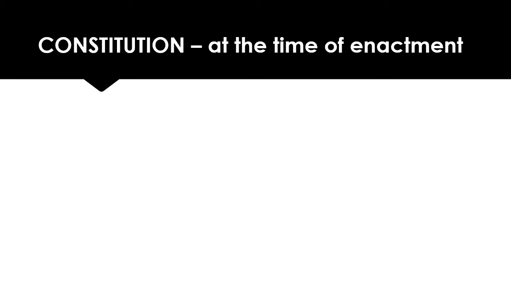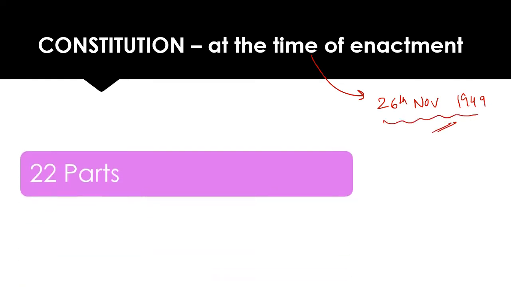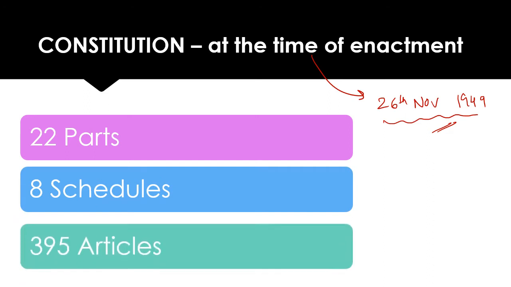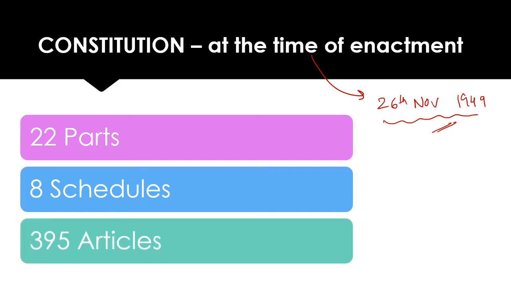So what were the number of provisions in the Constitution at the time of its enactment? Well, before that I need to ask you, what was the time of enactment of the Constitution? We learned that in the previous lesson, that is the 26th of November 1949. So this is when the Constitution was enacted and adopted, right? As of the 26th of November 1949, it consisted of 22 parts, 8 schedules and 395 articles.